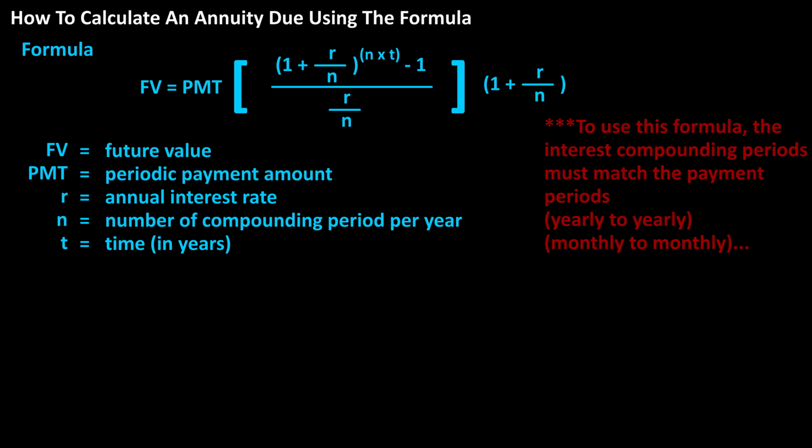And one important note, to use this formula, the interest compounding periods must match the payment periods, for instance yearly to yearly, semi-annually to semi-annually, or quarterly to quarterly. This is extremely important. So the variable n must match the number of payment periods per year.